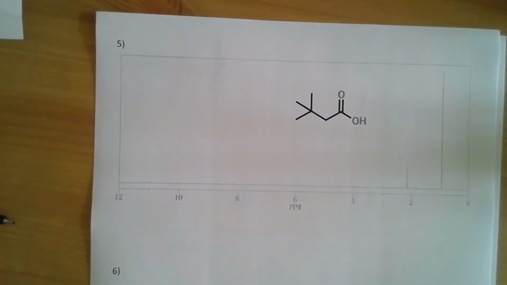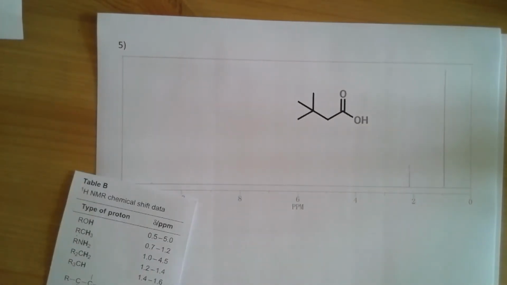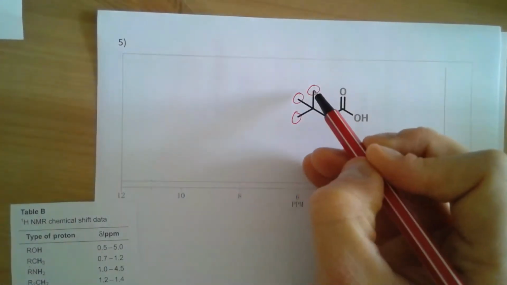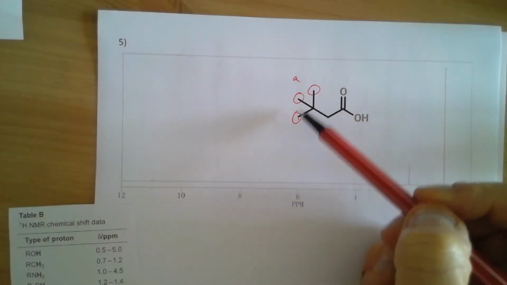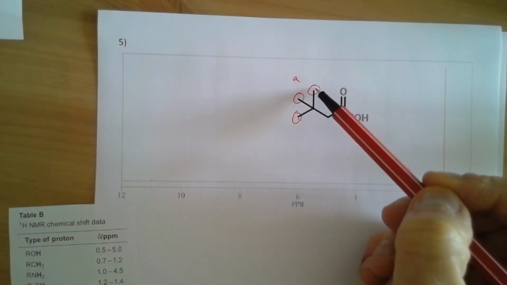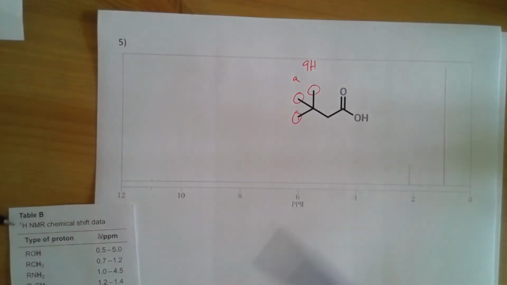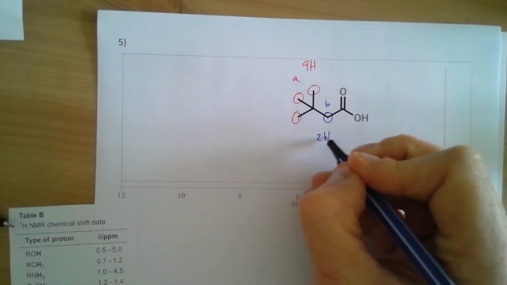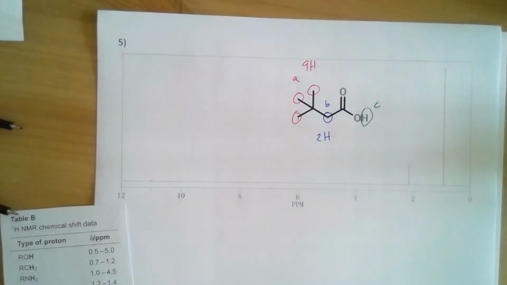Question 5. So, this compound here, there are 3 hydrogen environments. There's obviously 3 hydrogens on there, and on there. They're all equivalent to each other. Because of this axis of rotation around here, these are equivalent environments, so this would be a 9 hydrogen environment. There's obviously no hydrogen on here. There's going to be 2 hydrogens on here, which is environment B, and then environment C is this one here.